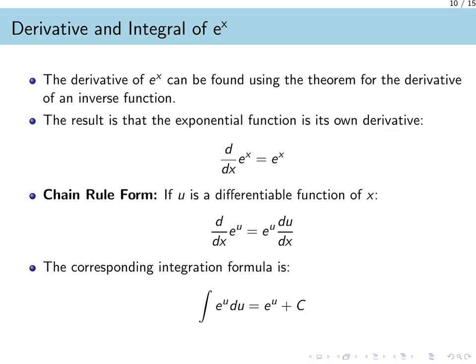For instance, the derivative of e to the power 2x is e to the power 2x times 2. This also gives us a direct integration formula. The integral of e to the power u with respect to u is e to the power u plus a constant. The key thing to remember is that the natural exponential function is its own derivative.